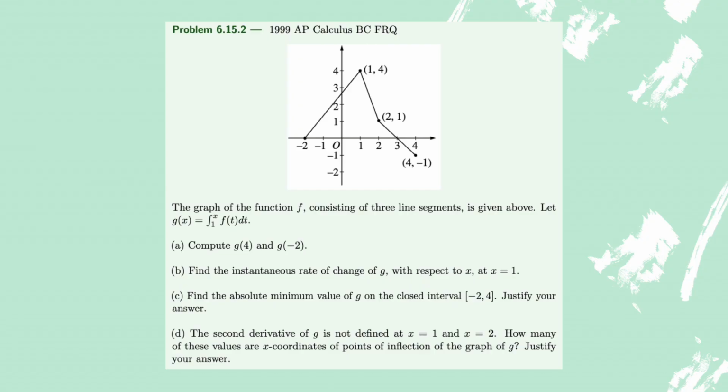Now for part C, I want to find the absolute minimum value of g for the closed interval from negative 2 to 4. Now to do this, we're going to be looking at critical points to look at what points we need to test. So a critical point will occur when the first derivative of g is 0. And we know that g prime of x equals f of x, and we can see that at x equals 3, f of 3 is 0. So we have a critical point at that point.